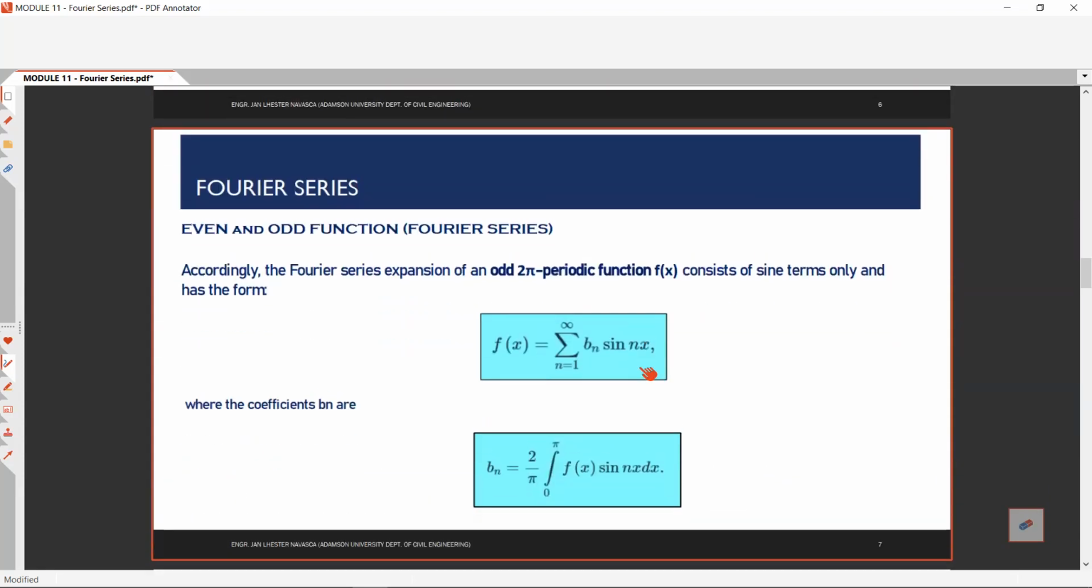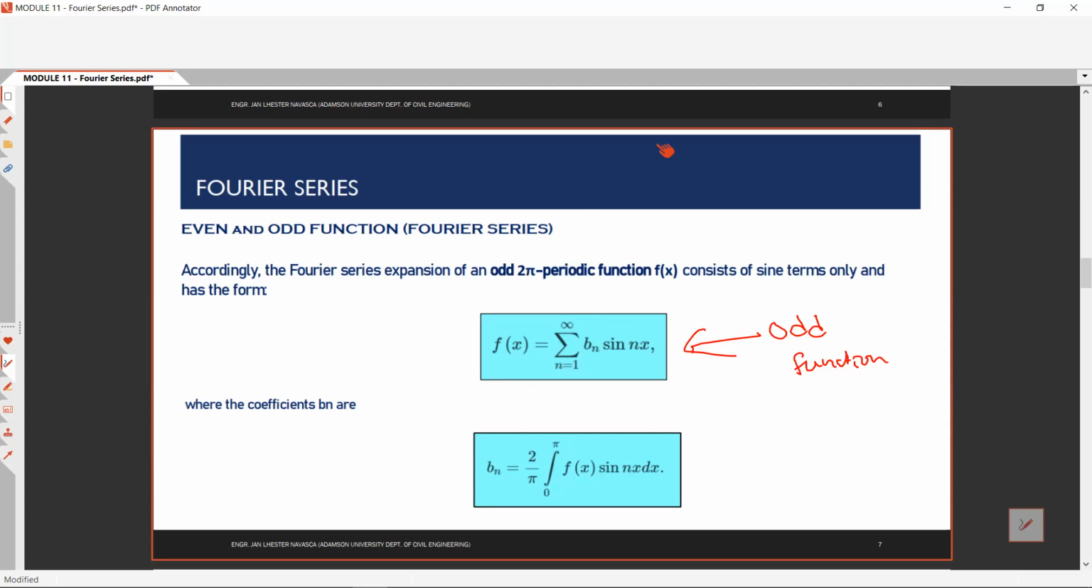And for the odd function naman, this one's for the odd function. So the formula is f of x, yung mangyayari sa f of x natin is summation of n equals 1 to infinity b sub n sine nx. Okay? So this one is for odd function, where the coefficients of your b sub n are equal to 2 over pi integral of 0 to pi f of x sine nx dx. So that is your odd function Fourier series.